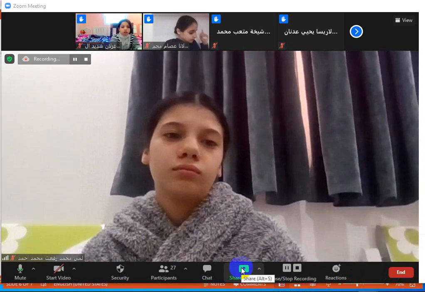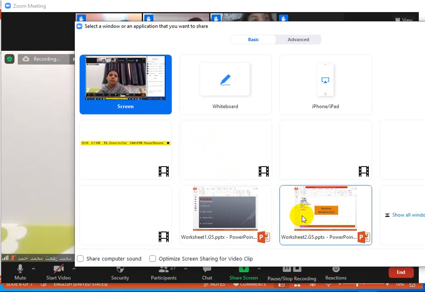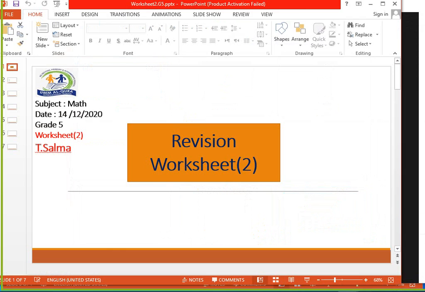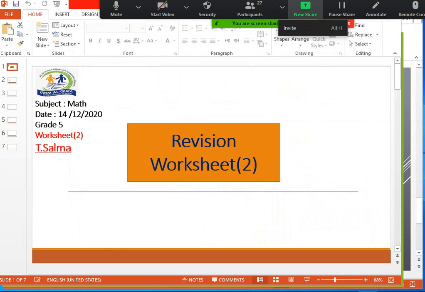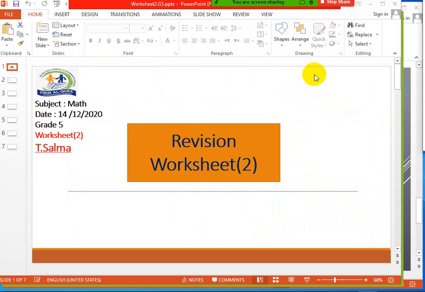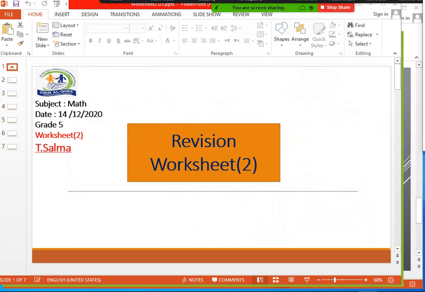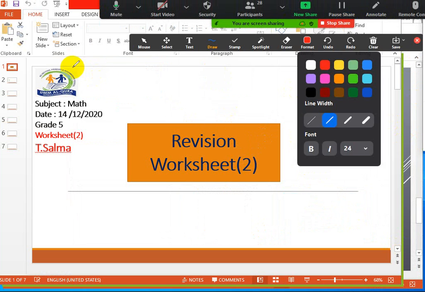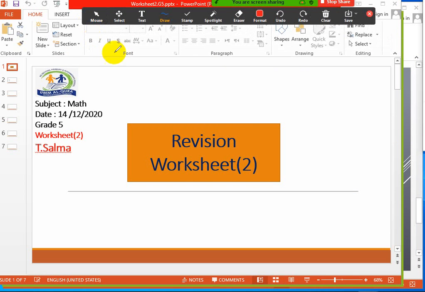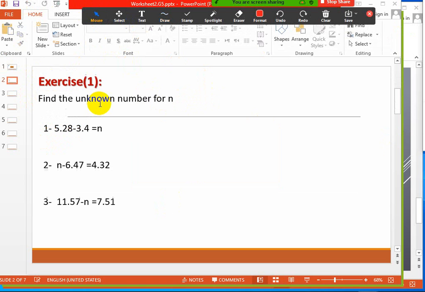Okay, this is the second worksheet. Now we will start with this one today, and I hope that all of you printed it to solve the exercises with me. Let's start with the first one.